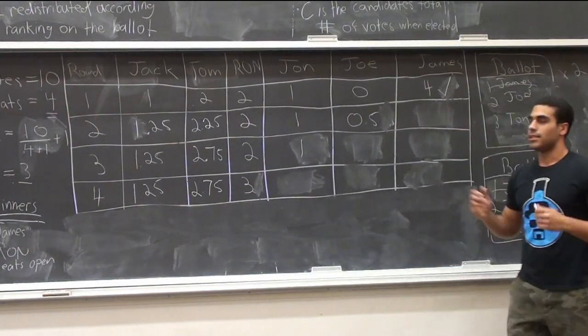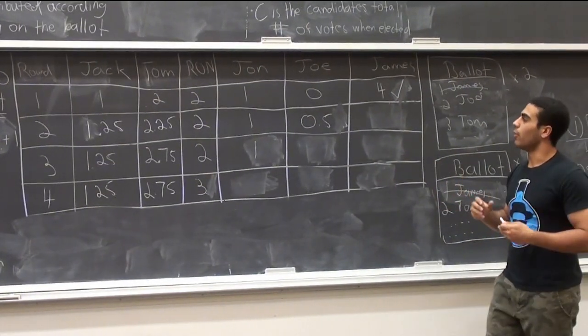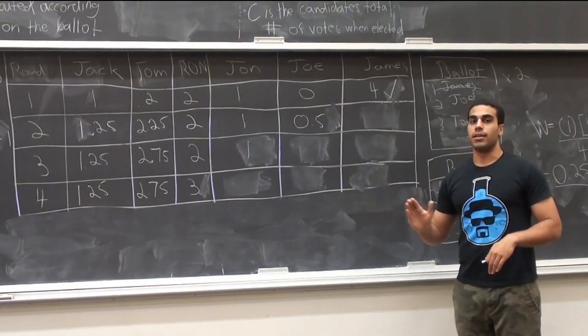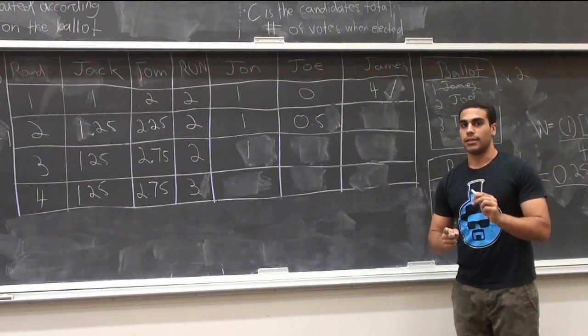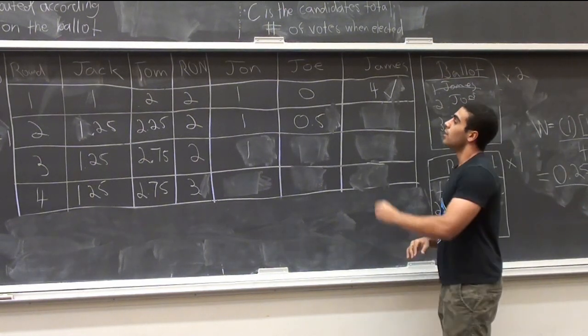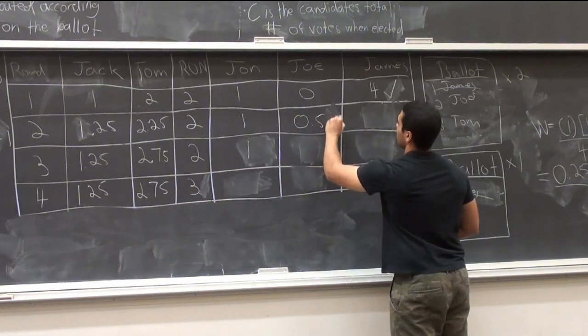So again, STV asks itself, has anybody reached quota or exceeded it? And the answer is no. Now we have to eliminate candidates, because the only way to be elected is to reach or exceed quota, since every candidate is held to the same threshold. So Joe, since he has the least amount of votes, gets eliminated.